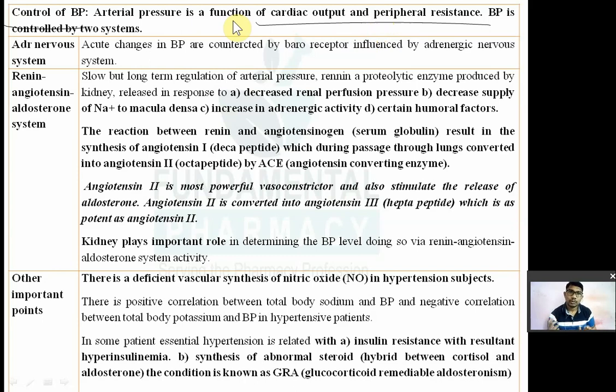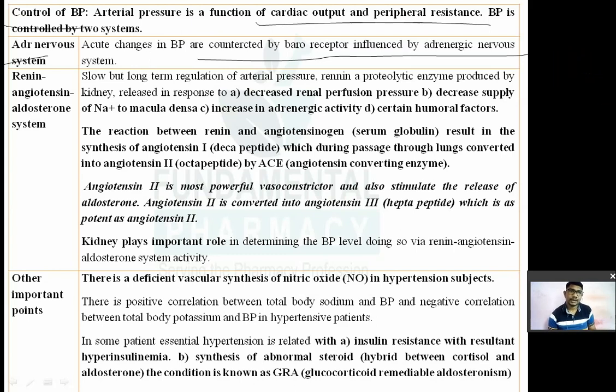So blood pressure is controlled by two systems. First one is known as the adrenergic nervous system. So acute change in the blood pressure, if there is any acute change in the blood pressure, that is monitored by baroreceptors present in the arch of aorta, and which is influenced by the adrenergic nervous system. If there is a decrease in blood pressure, this baroreceptor will signal the brain and there will be increased sympathetic outflow or sympathetic functions. Okay, now this is the one.